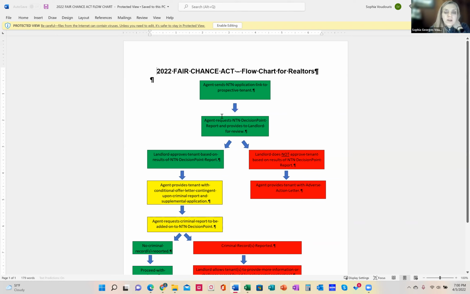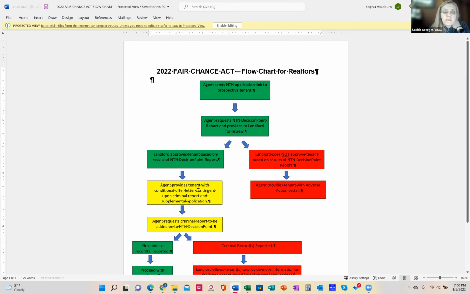Now, if they say, okay, they're pretty good, the landlord now approves the tenant based on that. So if he approves the tenant, then the agent provides the tenant with a conditional offer letter contingent upon a criminal report and supplemental application.